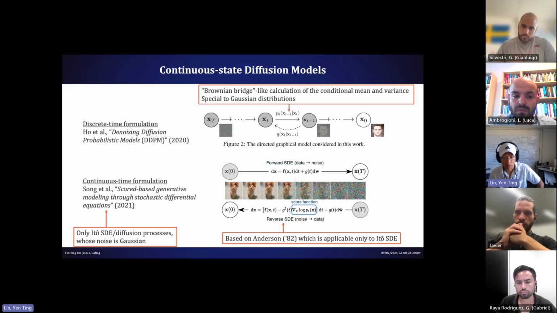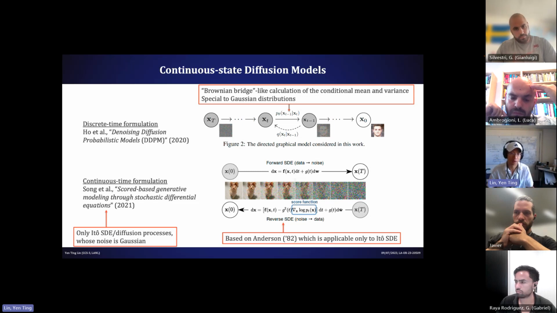Now, the reverse SDE formulation there was based on Anderson et al., sorry, Anderson 82, which is applicable only to Ito SDEs. If you read through that paper, it's quite clear. It's based on the Wiener process. Cool. So this is on a continuous state diffusion model.